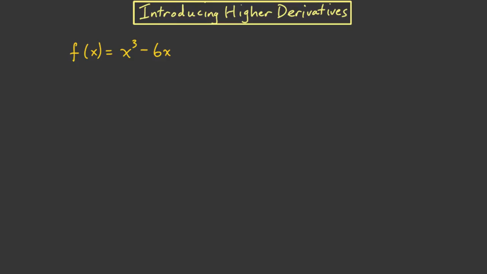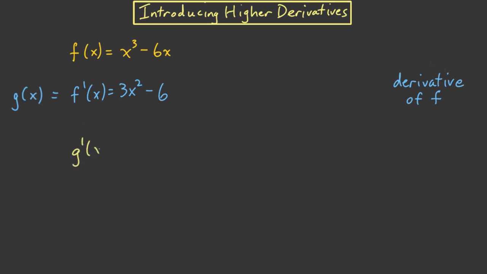We started with this function f, and we asked you to take the derivative of f, and you should have gotten 3x squared minus 6. So that's f prime of x, and since it's a function itself, we called it g of x. But now we can find g prime of x. That's just 6x. So this g prime is the derivative of f, and we call it the second derivative of f.